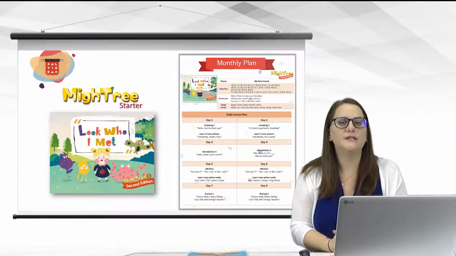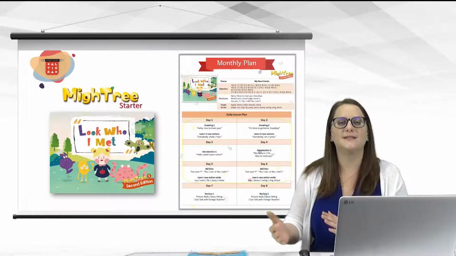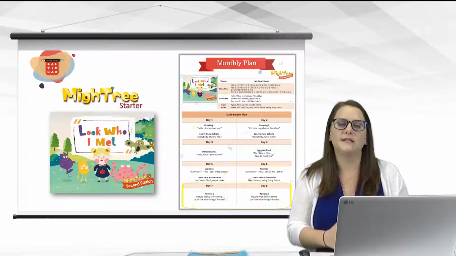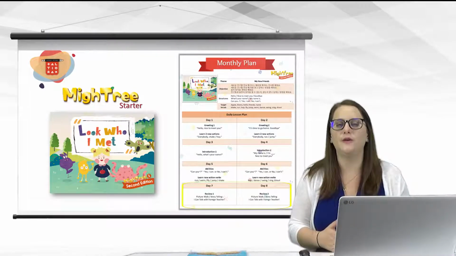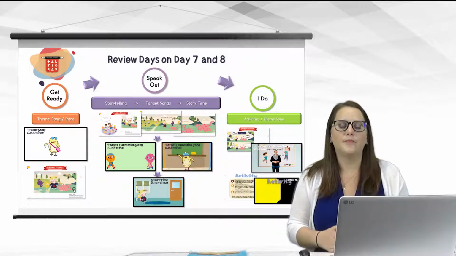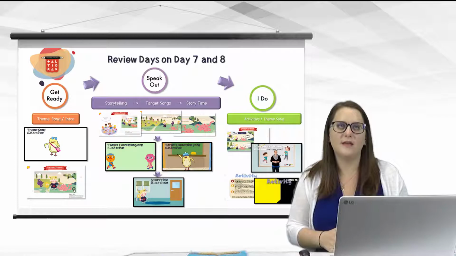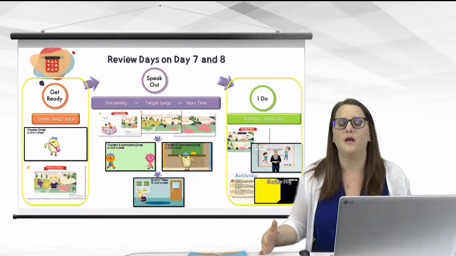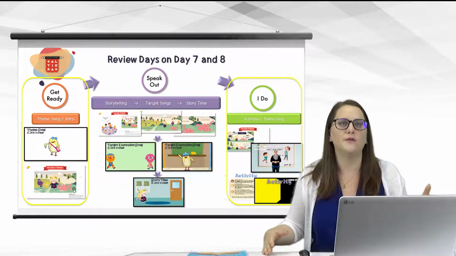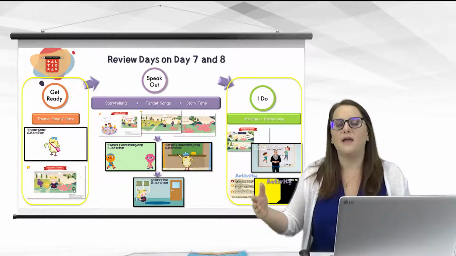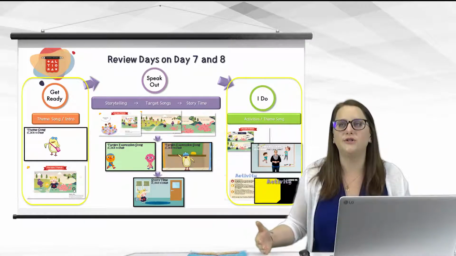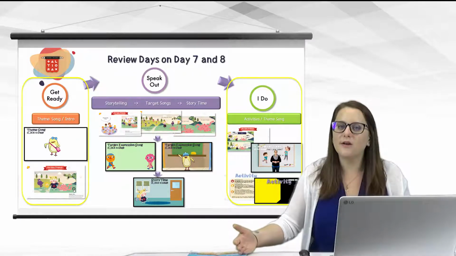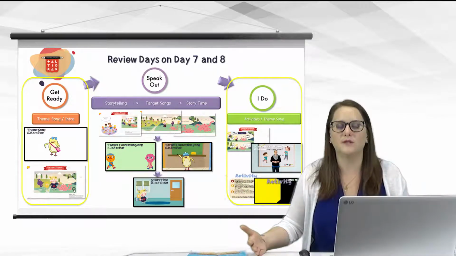All right, everyone, we've just finished talking about days 1 through 6 of the MighTree starter course. Let's talk now about days 7 and 8. Days 7 and 8 are going to be your review days. The get ready part of the class and the I do part of the class are not that different from days 1 through 6. You have your theme song and your intro activities for the get ready part, and then during I do, you're going to have your activities, your games, your quizzes, and then your second theme song and things like that.